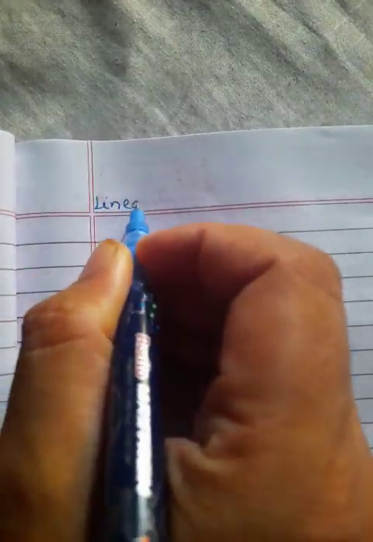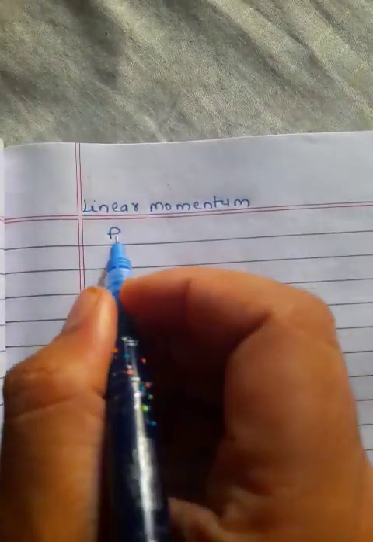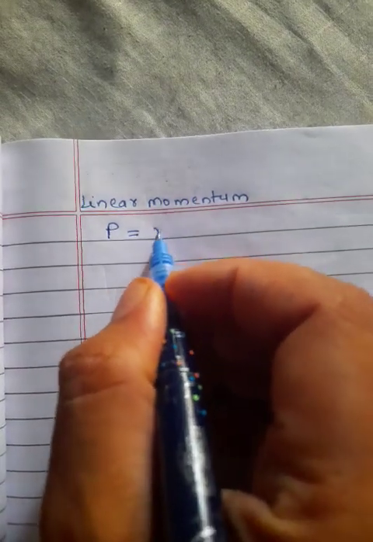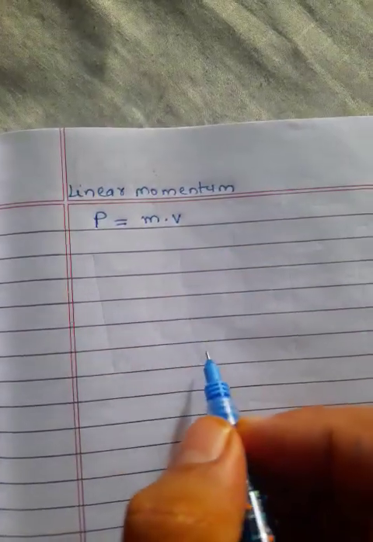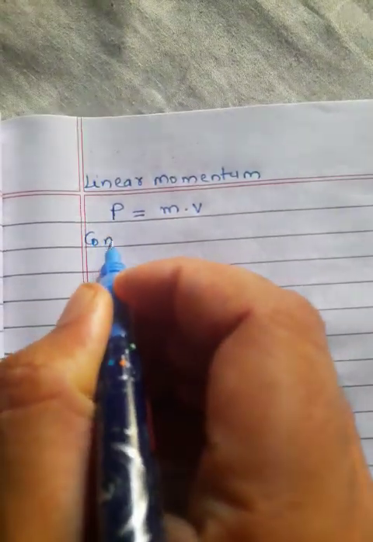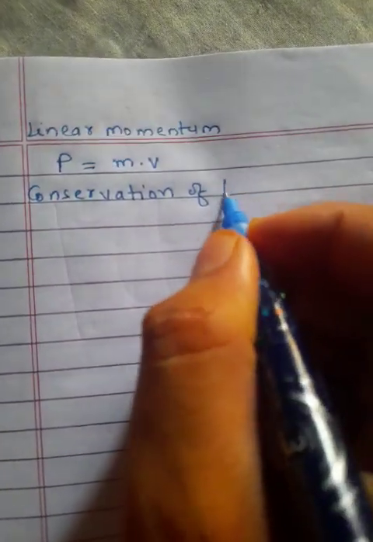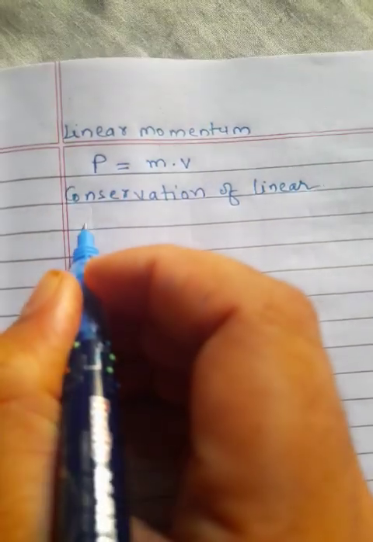Okay, let us start. One thing I am telling before starting our topic: what do you understand by linear momentum? The symbol of linear momentum is P, right? So linear momentum, simply we will say, is the product of mass and velocity. But our topic name is conservation of linear momentum.